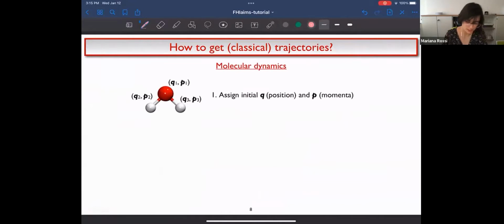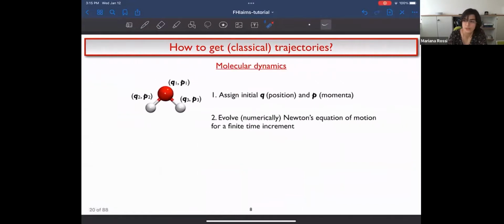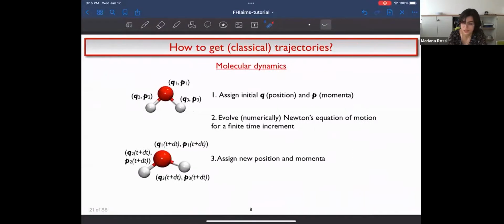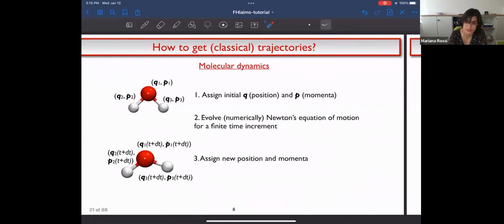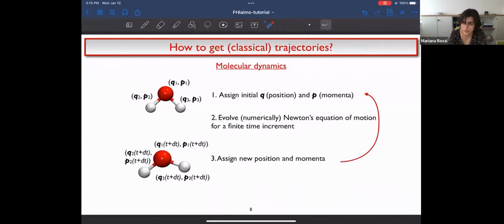And what is the main idea of molecular dynamics then? The main idea is that you start your system by assigning initial position and momentum to it. Then you evolve numerically Newton's equations of motion for a finite time increment. That will give you new positions and momenta with which you can calculate forces and go back to the first step. This, in a nutshell, is what molecular dynamics wants to do with your system. And how to do it, and how to do it in different ensembles, will be the subject of the rest of this talk. Okay. And also how to do it ab initio, yes.